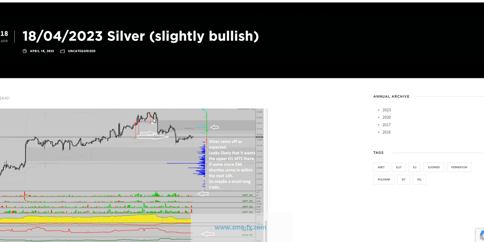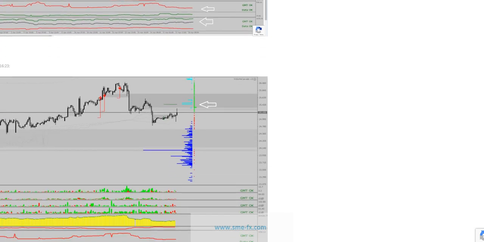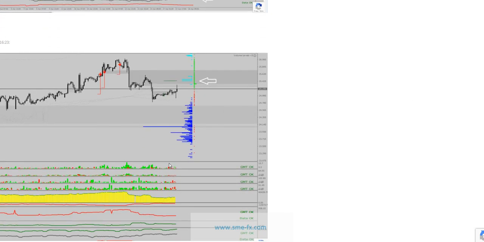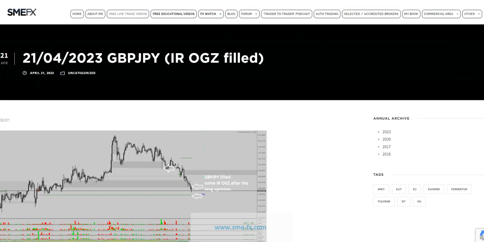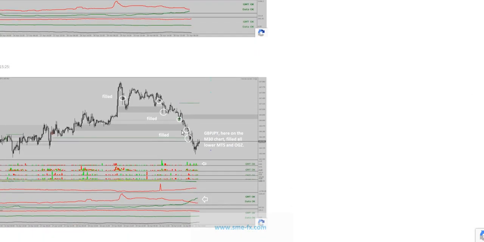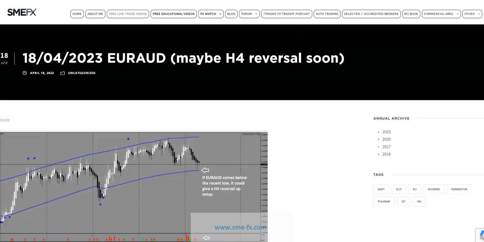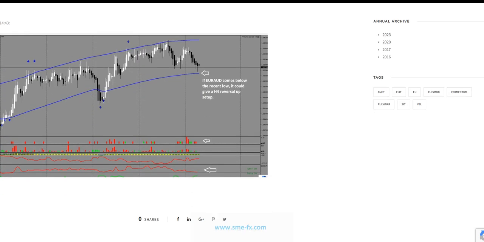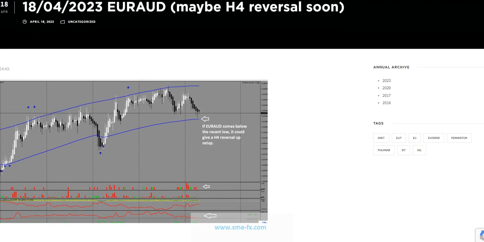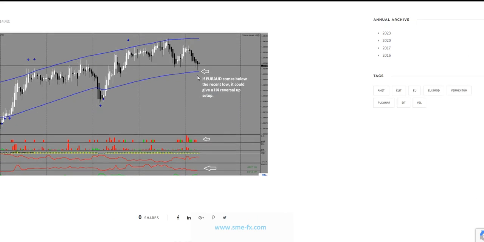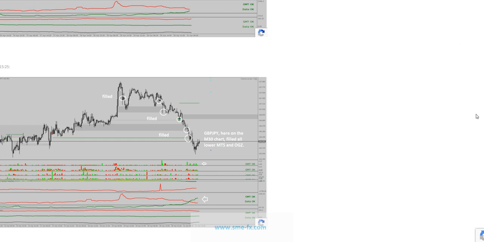Silver filled all 3 option strike targets there. Okay, and then moved back up because some shorties came in towards the upper targets. And pound yen also did some nice runs. Good. Euro Aussie, there could be a 4 reversal, but it needs to come a little bit lower. So we watch that one.